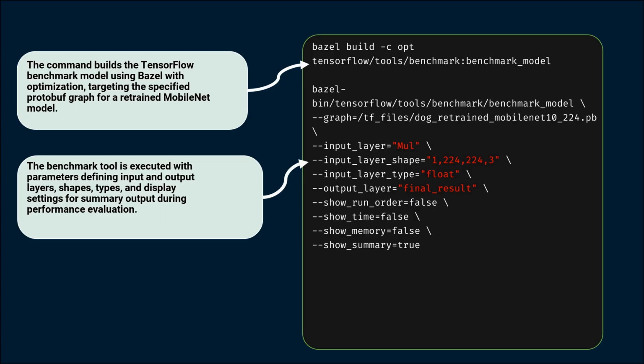By setting flags for runtime, memory usage, and summary display, we focus on obtaining useful insights like FLOPs, floating point operations per second. This performance metric is crucial, as it indicates how efficiently our model can execute inference on resource-constrained devices, helping us optimize our application for mobile environments.